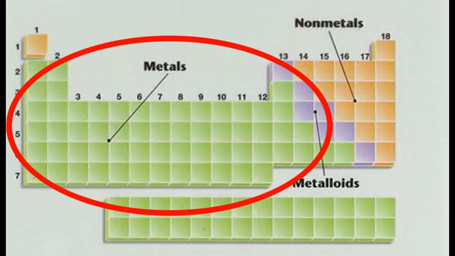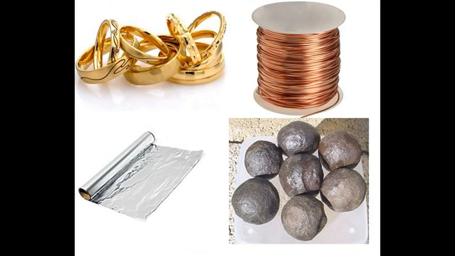So let's review. Metals are to the left of the zigzag line on the periodic table, and they share some really important physical properties. Some examples of metals are gold, copper, aluminum, and iron. These metals are lustrous, can conduct electricity, and are ductile, malleable, and dense.